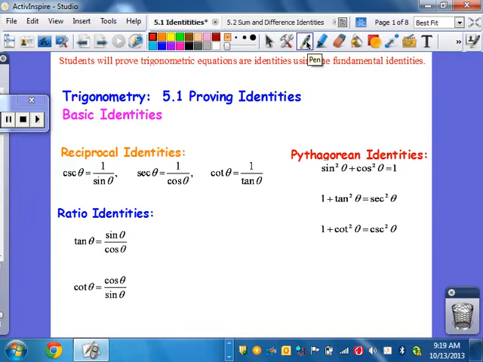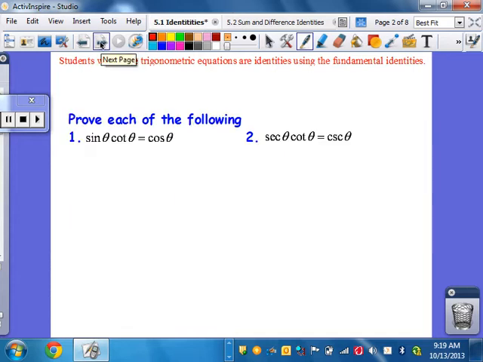They are actually not on your salmon sheet like yours says, but just know that the reciprocal identities, when it's cosecant, it's 1 over sine, and so on down the line. You really want to recognize your tangent, cotangent ratio identities, because they really help throughout this process. And then our Pythagorean identities: this one we know is sine squared plus cosine squared is 1. That's not on your salmon sheet, but these two are on the top left corner of your salmon sheet. Those are basically the only ones that you'll see in this section, but your salmon sheet will be used for the rest of the chapter.